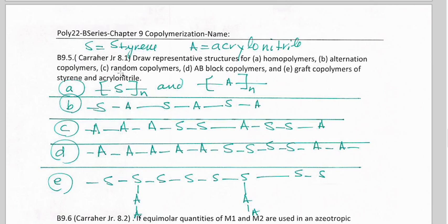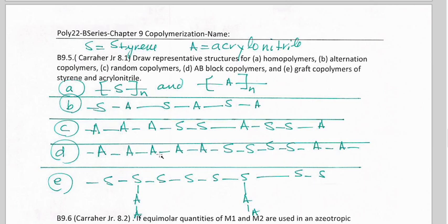So homopolymers basically are each one connected to its own kind. In part B, we were asked for alternating copolymers. So we have SA, SA, SA. Then in part C, random polymers. So we could have A, S, S, back to A, back to S. In D, what did we ask for in D? D asked for AB block copolymer. So we have, again, all the A's and then S's.